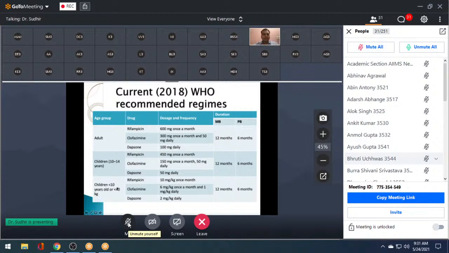In case of children less than 10 years or weighing less than 40 kg, you can give rifampicin 10 milligram per kg once a month, clofazimine 6 milligram per kg once a month and 1 milligram per kg daily, and dapsone 2 milligram per kg daily. The duration will be the same: for multibacillary it will be 12 months, and for paucibacillary, 6 months.